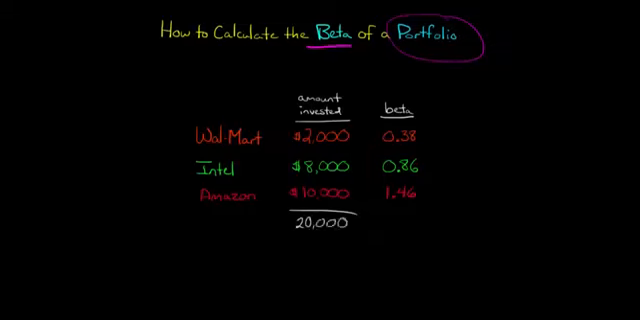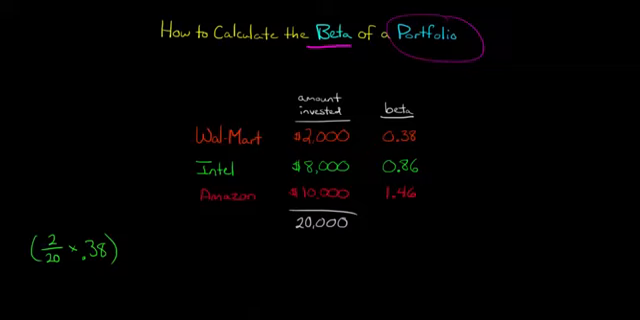And now that we know you have a total of $20,000 invested, we can calculate the weighted average as follows. So Walmart is 2,000 of the entire 20,000. So 2,000 out of 20,000 is the same as 2/20ths. So we're going to multiply that by Walmart's beta, which is 0.38. So Walmart is 2/20ths of your position, and we're going to multiply that by Walmart's beta.